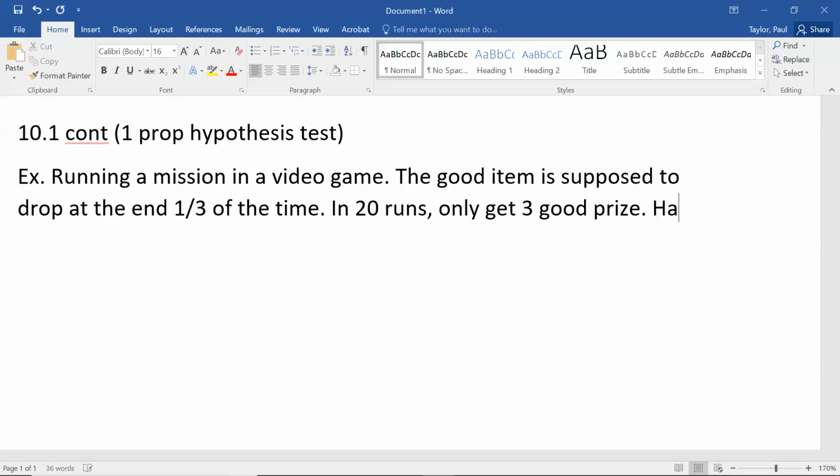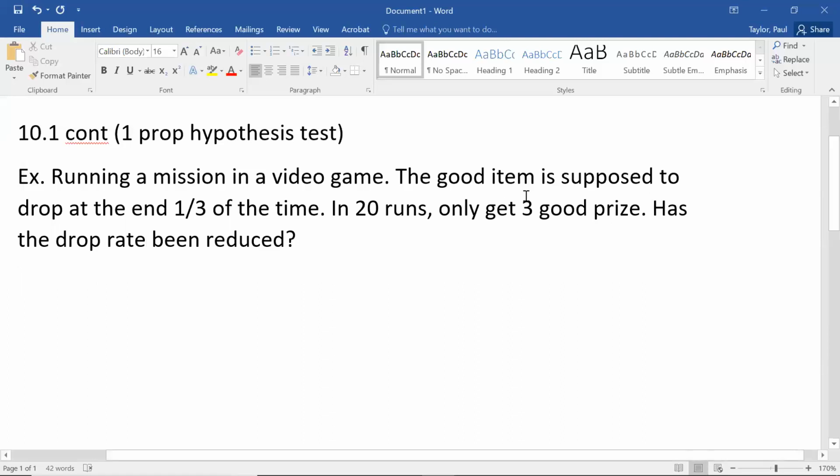So the question is, has the drop rate of the good prize been reduced? Because maybe this is an online game, the software developers can tweak things. Have they changed it so that the good item doesn't drop as often, or did we just have bad luck? So what do I mean by bad luck? How bad was our luck?